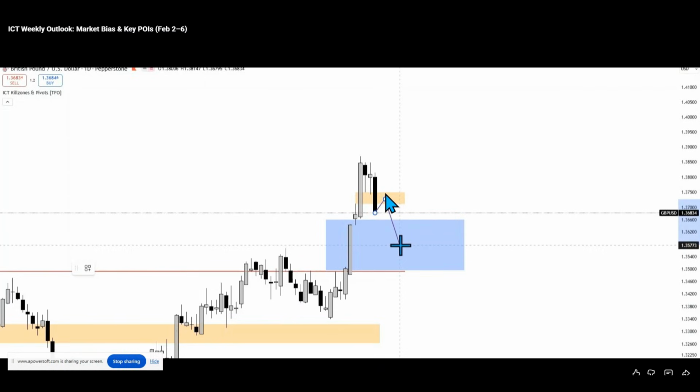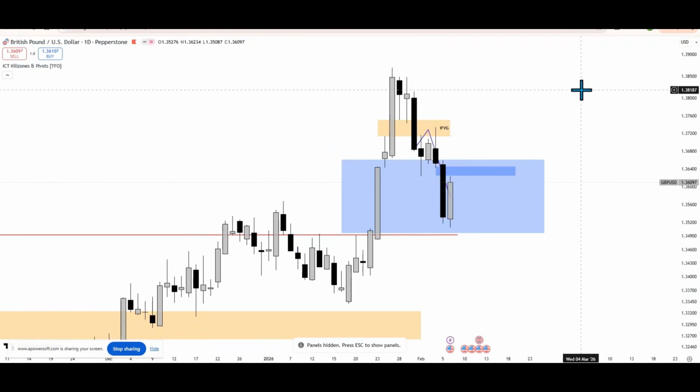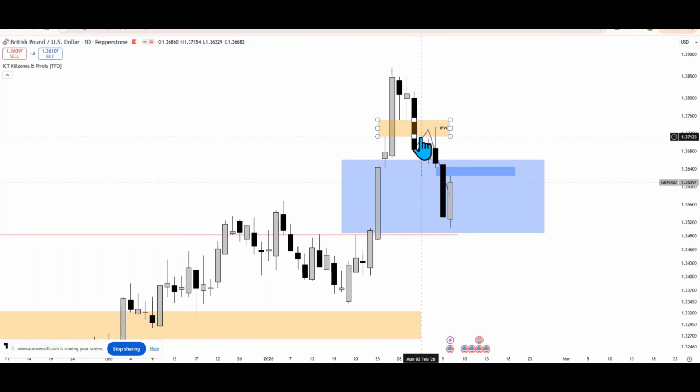So this is what we had identified. We wanted to see price tag this inversion fair value gap. Then we get a bearish move, and the target draw on liquidity was this weekly fair value gap that you see here. So if we look at the charts here, you can see on Monday actually price tagged this inversion fair value gap. So once price tagged this inversion fair value gap on Monday, on Tuesday I moved to the lower time frame, which is the 1 hour, and look for my entry confirmation.